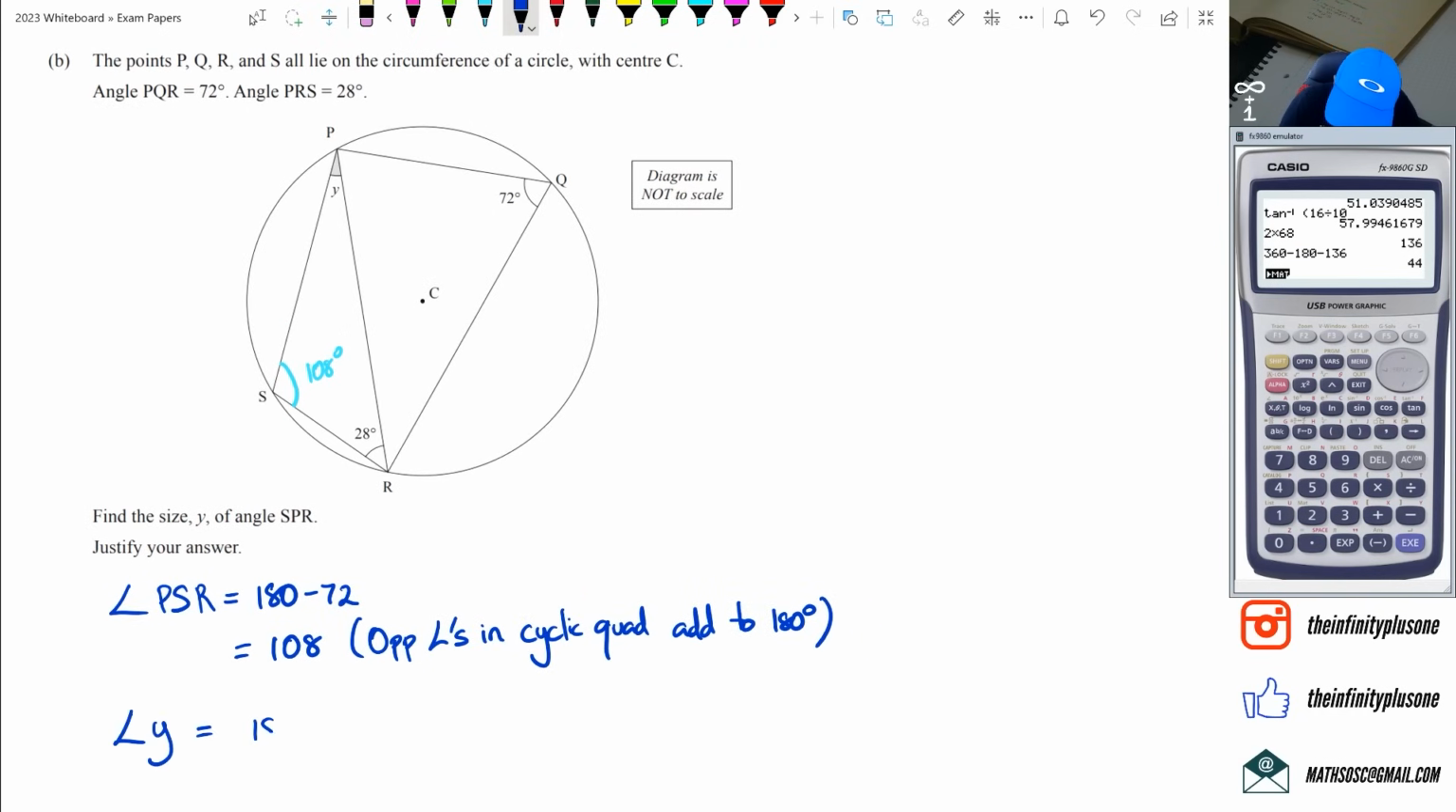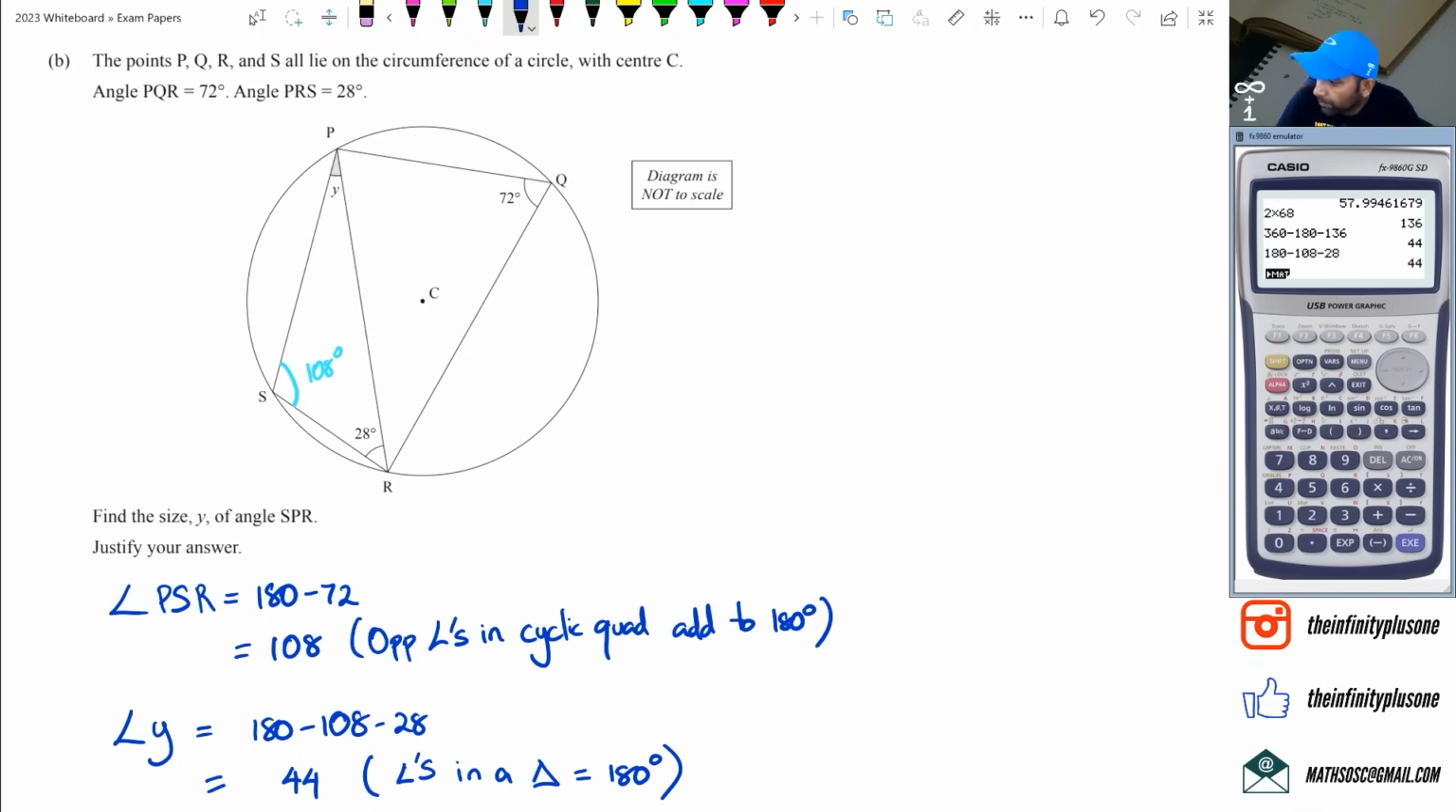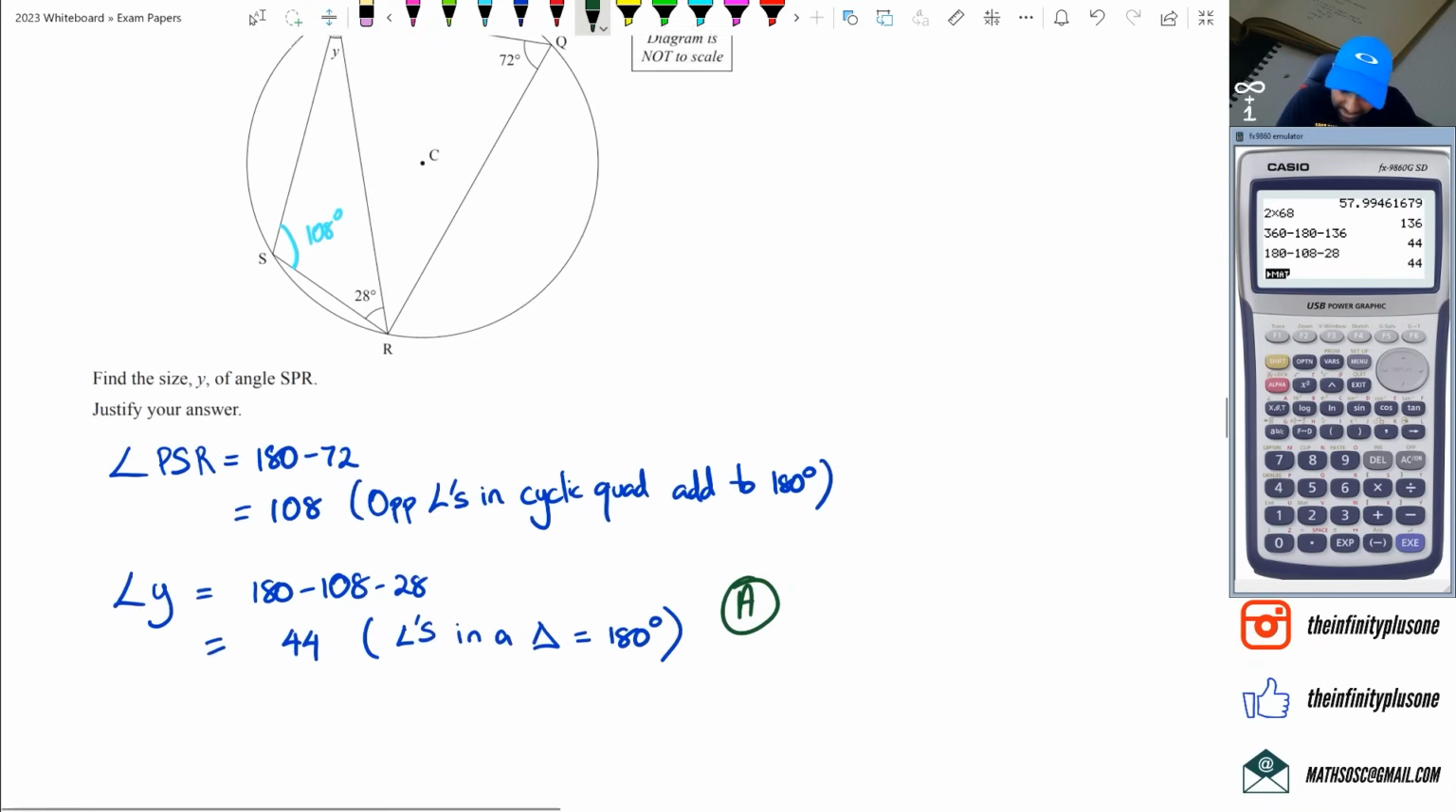Now once that's done, I can figure out what angle Y is. Angle Y is equal to 180 degrees, take away 108, take away 28, which is equal to 44. What are the odds that two answers back to back is 44? This one I'm going to put angles in a triangle equal to 180 degrees. Reasons not necessary, but do not accept correct answer only. So this question is worth an achieved. You have to show some sort of working, right? So that's what this is.